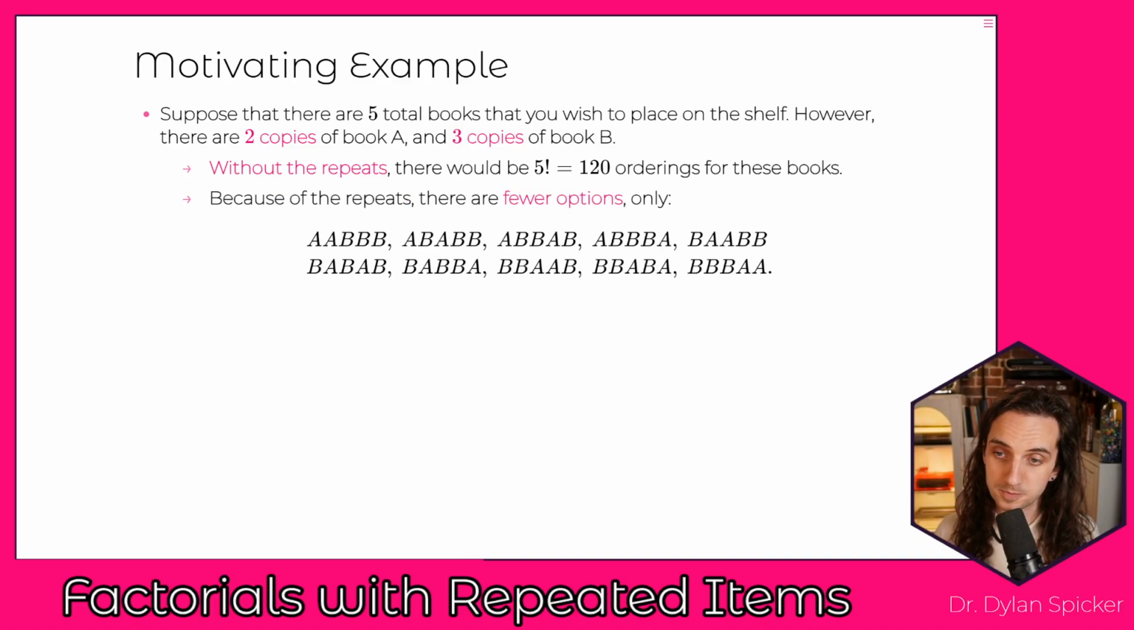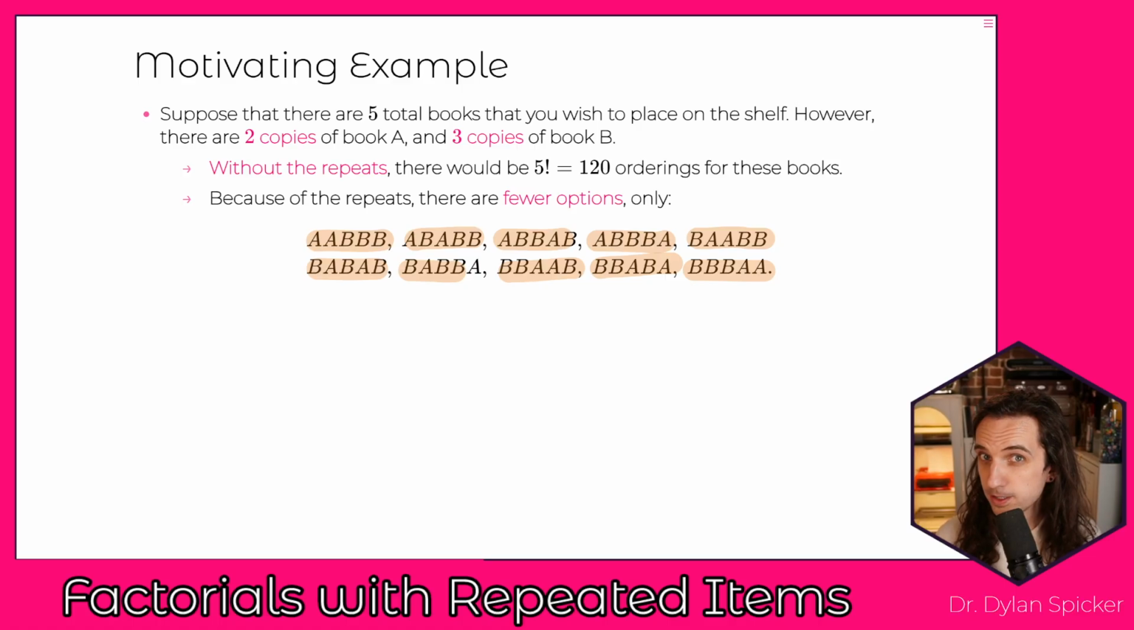Now, because of our repeats, there's actually going to be fewer orderings, and we can enumerate all of these out here. We start with the A's at the front, and then we move through, pulling A, B, A, and then 2 B's, and then 3 B's, and then we move our A's to the second position. You can systematically go through and count that there are exactly 10 ways that you can order these books on the shelves.